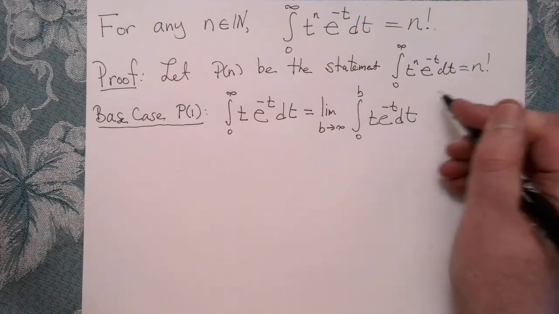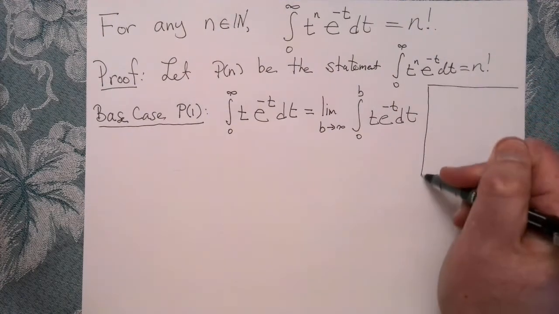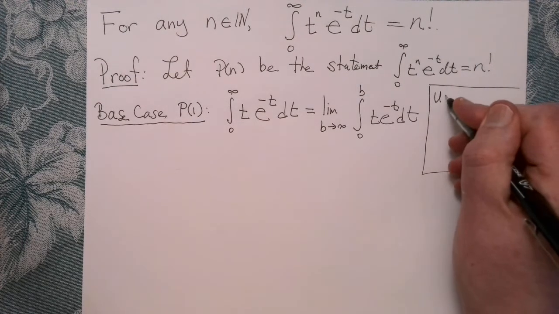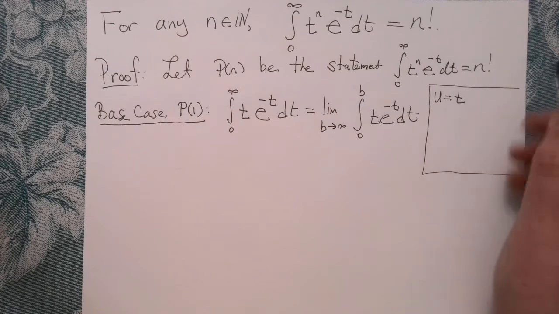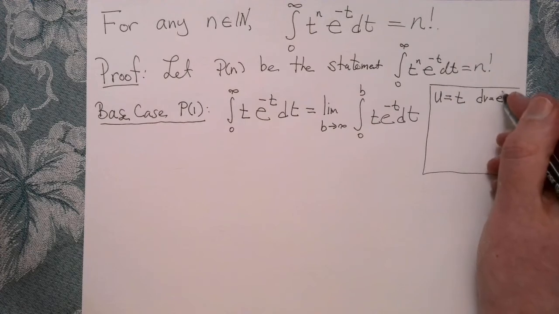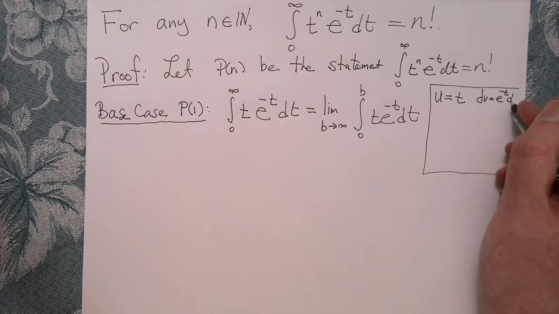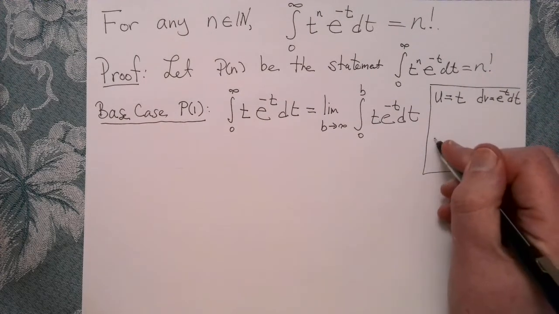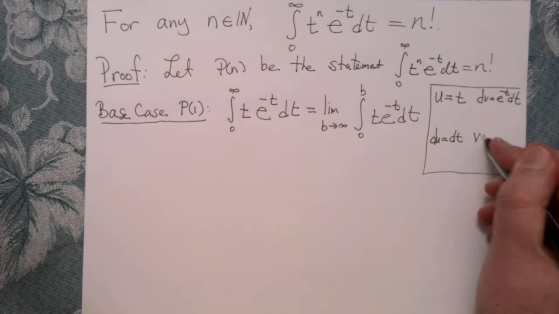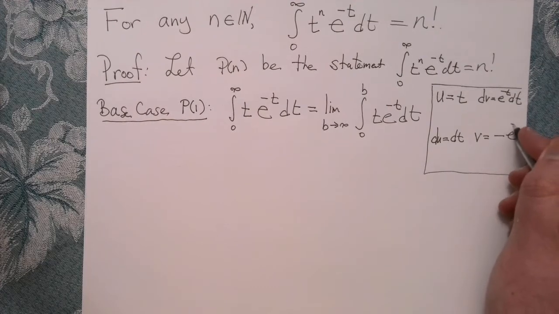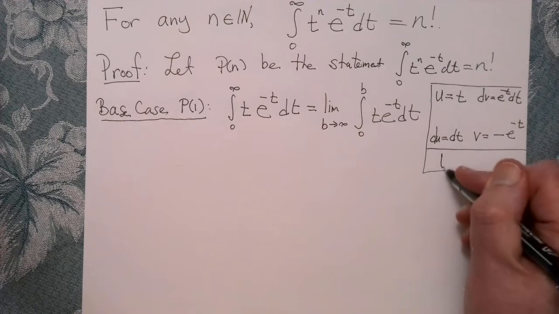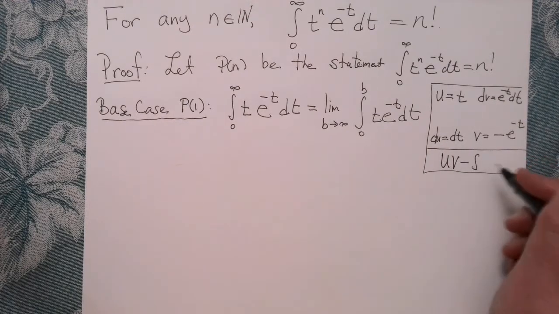This is a classic Calc 2 style integral, so we're going to go ahead and use integration by parts. So u is equal to t, and dv is equal to e to the minus t dt. du is 1 dt, and v is minus e to the minus t. And using integration by parts, we want to work through this.